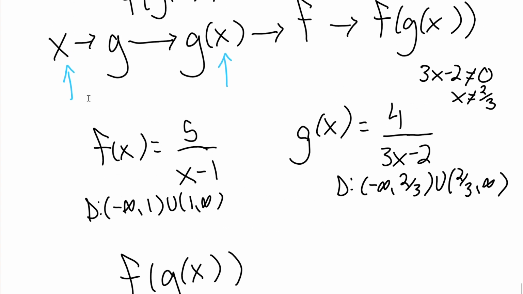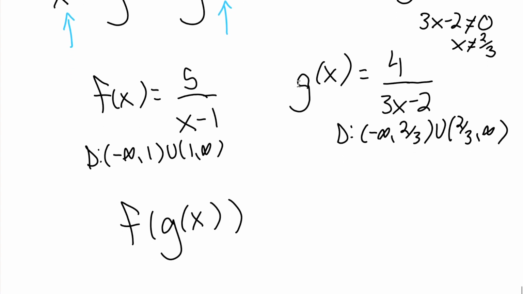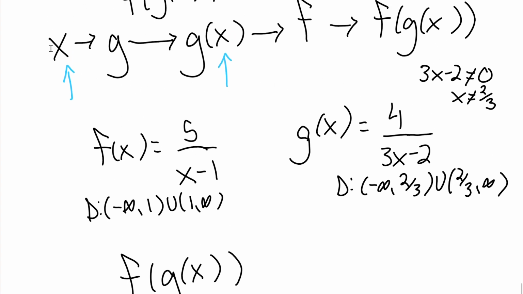Now we're not worried about the x values that are going into f. We're only worried about the g of x values that are going into f. Okay, so there's kind of two parts to this, right? So we did part 1, which is finding the x values that can go into g.